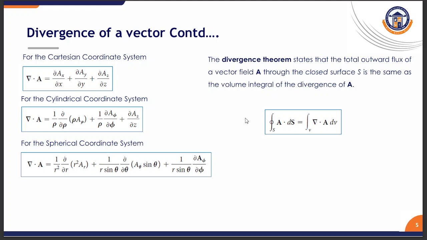The divergence theorem states that the surface integral of a vector over a closed surface is equal to the volume integral of its divergence. So which means that instead of calculating flux through the closed surface directly, we can integrate the divergence through the enclosed volume. So this theorem forms the basis for Gauss law in electromagnetics.